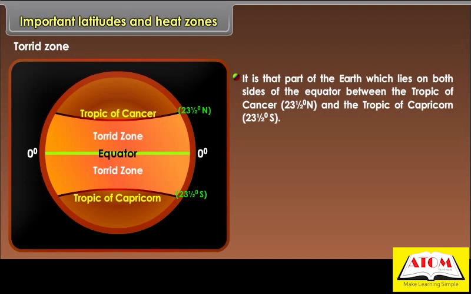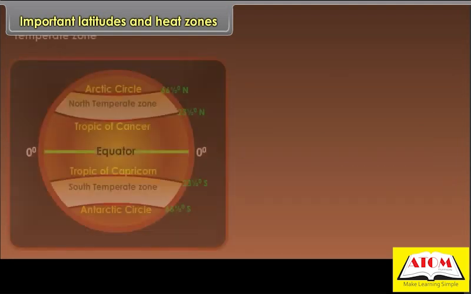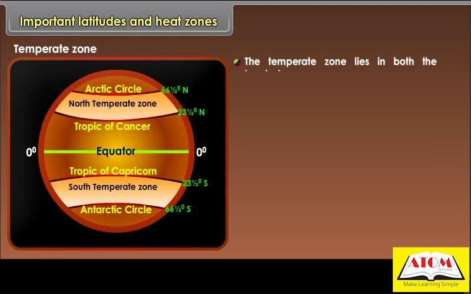Torrid zone is the hottest part of the Earth. This zone receives the maximum amount of heat throughout the year because the rays of the sun fall vertically on this zone. Temperate zone. The temperate zone lies in both the hemispheres.